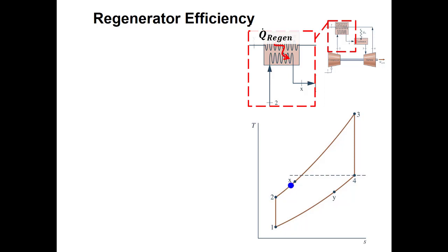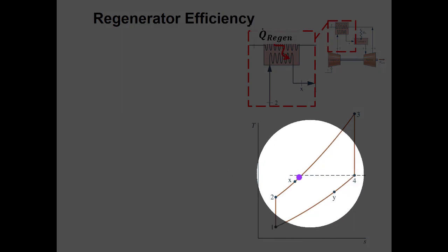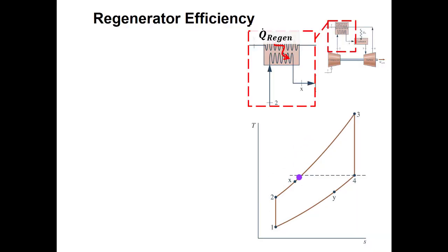So our regenerator efficiency, right? So the heat that we're adding in the regenerator is the heat that's transferred from the exhaust to this mass that's going into our combustor. So we want to talk about that regenerator efficiency. It's going to be the actual amount of heat that we transfer divided by the maximum that we could. So the maximum amount of heat transfer we could have in this case was if we went from this temperature at 2 all the way up to the temperature at 4.